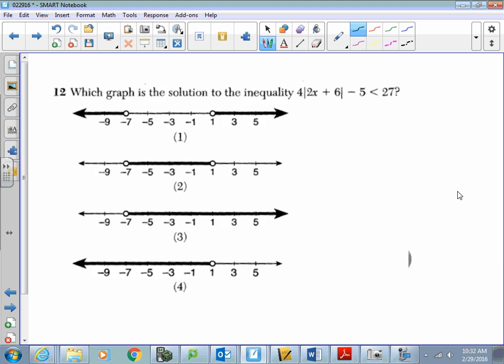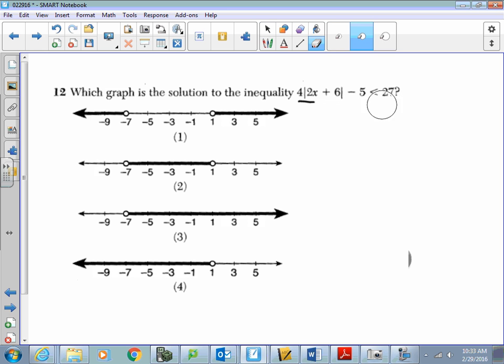You have an absolute value inequality. And the first thing you want to do is get everything away from the absolute value. Actually, I'm going to show you what you don't want to do, what I see students do. They divide by 4 first, which you don't want to do. You want to add 5 first.